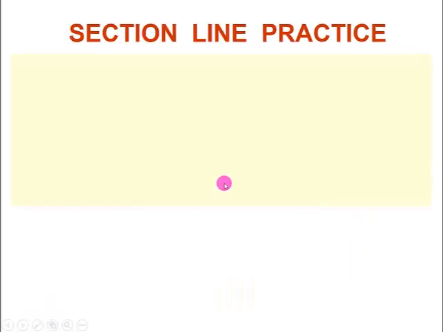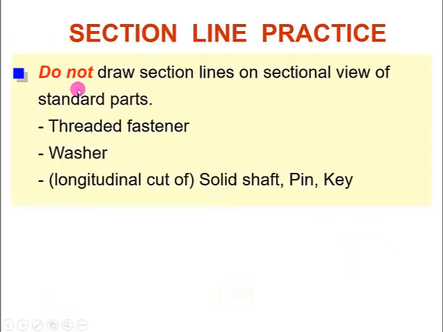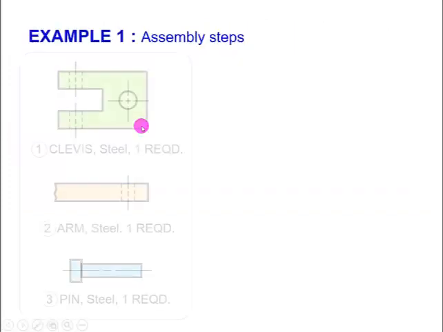Next one, section line practice. Do not draw section lines on the sectional view of a standard part. Threaded fastener, don't do that. Don't do section lines on that. For a washer, no section line on that as well. And for the shaft, pin and key, do not draw section lines. So, those are the three: fastener and washer, and shaft, pin and key, no section line on them.